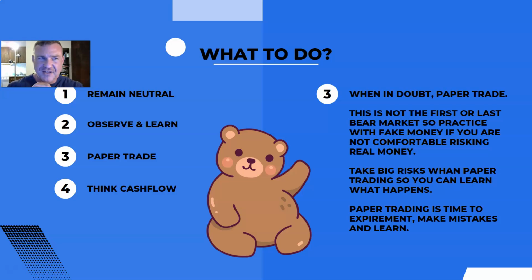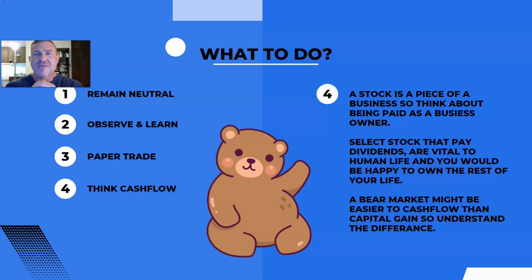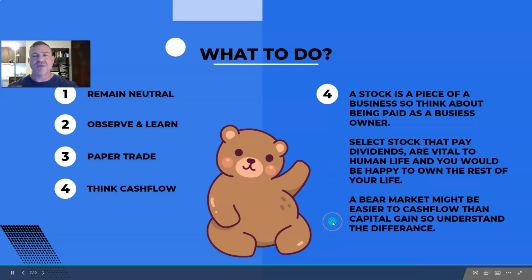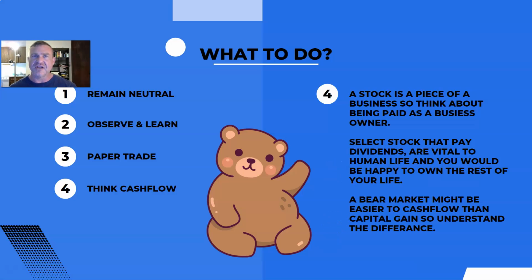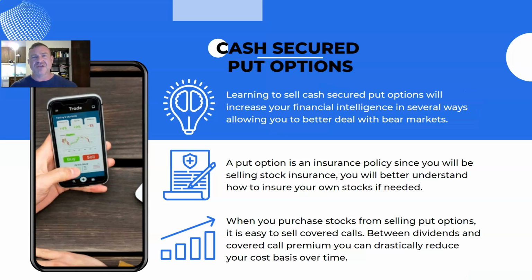And what's the fourth thing that you can do in a bear market? The fourth thing is think cash flow. A stock is a piece of business. So think about being a business owner. Select a stock that pays a dividend, in a business that's fundamental to human life, and that you'd be happy owning the rest of your life. A bear market might be easier to cash flow than it is to capital gains. So understand the difference between these two and move forward accordingly. If you don't know the difference between them, maybe you should paper trade some more. So those are the four things that I would recommend doing.